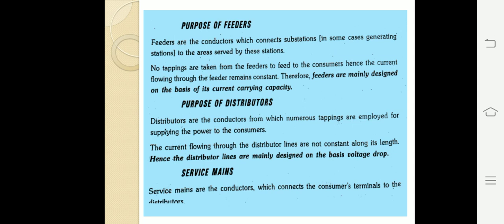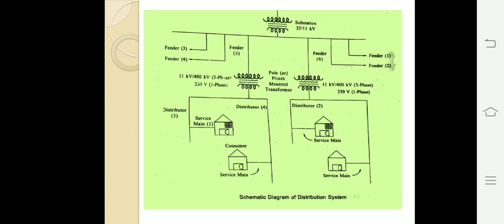Now we know three terms: the feeder, distributor and service main. What is the purpose of a feeder? Feeders are the conductors which connect the substations to the area served by the stations. As for the distributor, from the distributor we can take a number of tappings, and service mains connect the consumer terminals to the distributor. These are the feeder, distributor and the service mains.